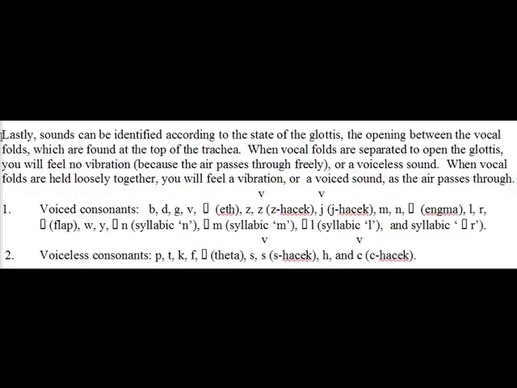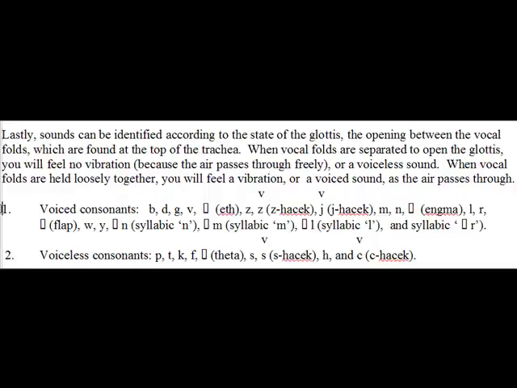Lastly, sounds can be identified according to the state of the glottis, the opening between the vocal folds, which are found at the top of the trachea. When vocal folds are separated to open the glottis, you will feel no vibration, because the air passes through freely, or a voiceless consonant sound. When vocal folds are held loosely together, you will feel a vibration or a voice sound as the air passes through. Number 1, voiced consonants.